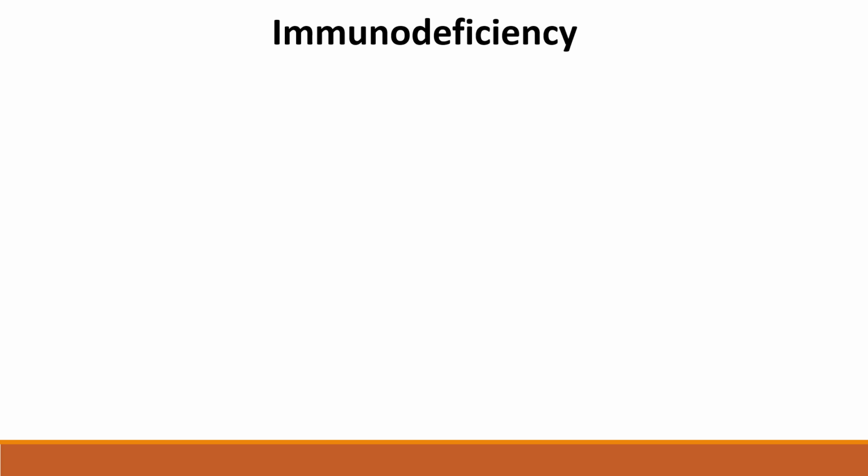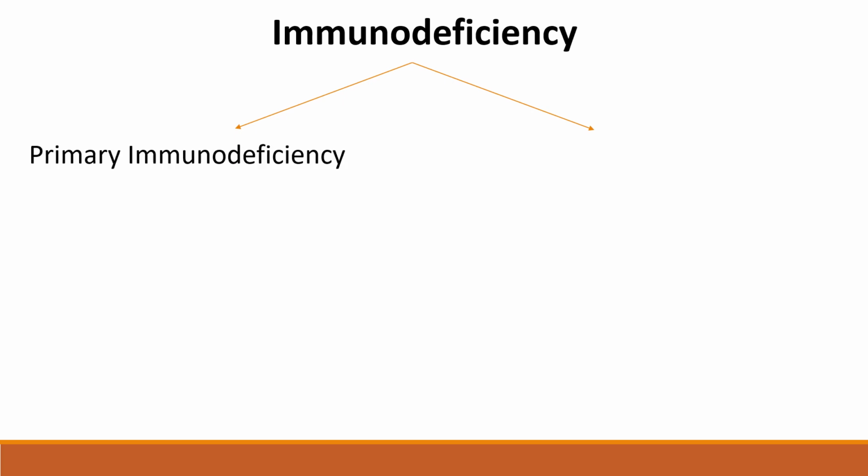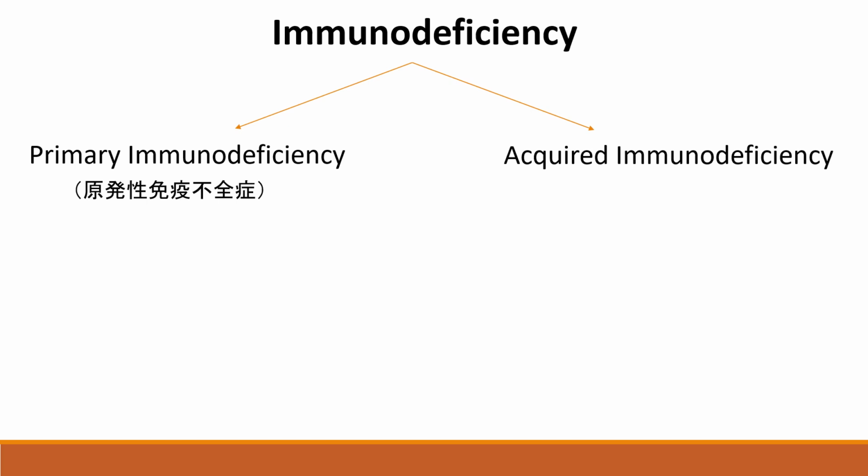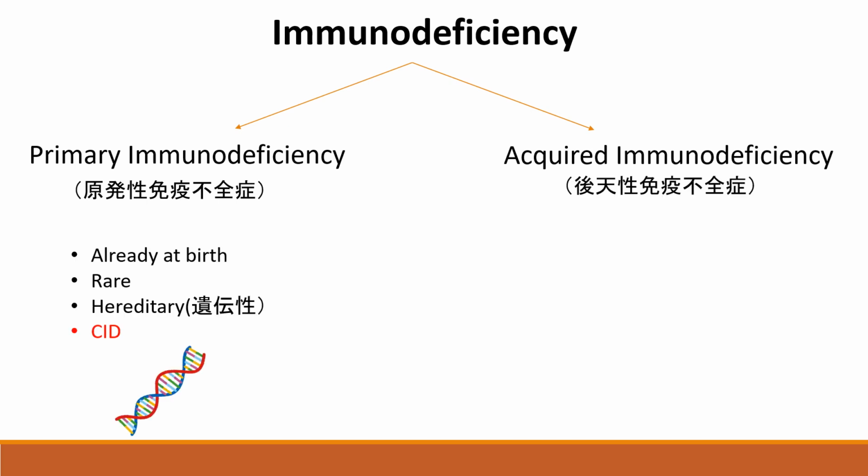This is a disease in which the immune system does not work properly, resulting in more frequent, severe, and prolonged infections than normal. Immunodeficiency diseases can be classified as primary or acquired. Primary, as the name implies, is a disease in which there is already a genetic mutation at birth. It is a rare disease compared to acquired diseases. CID is included in this category.